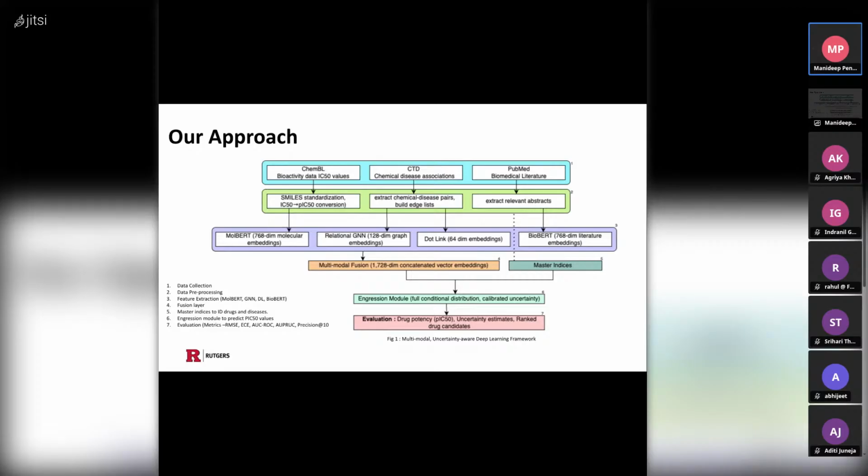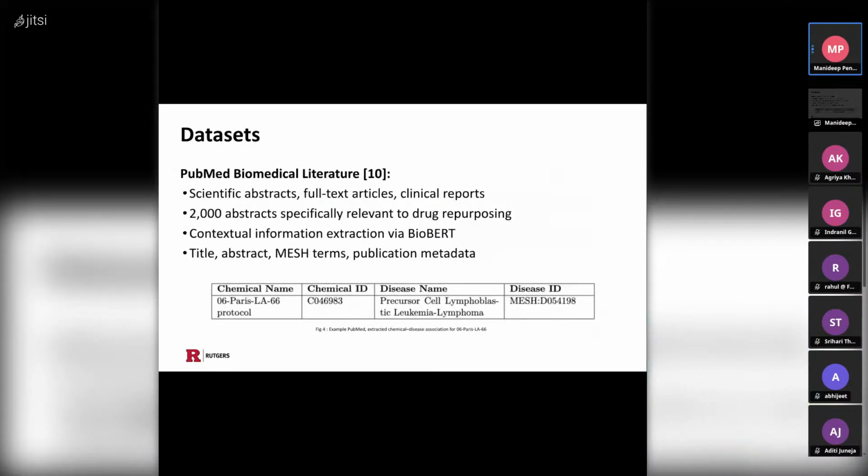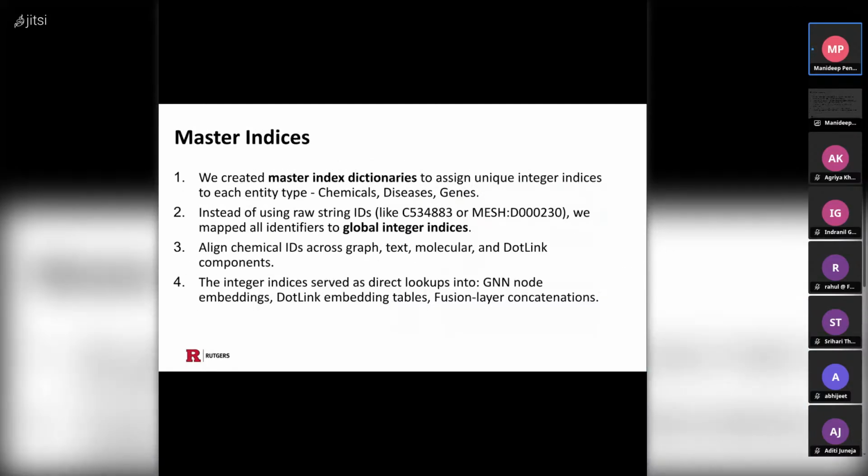All these three data sets are quite different in their representation. So we had to play around a lot with merging them into a single unified index, because when you're dealing with such large scale data sets, you need to have a proper index. That's why we created master index dictionaries. It will assign unique integer indices to each entity type: chemical, disease, genes.